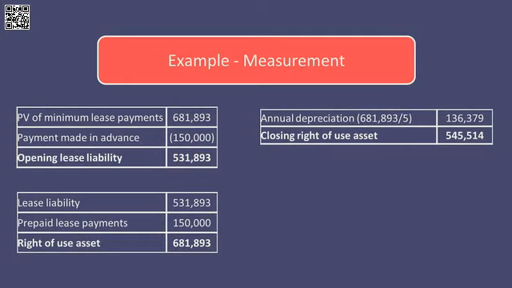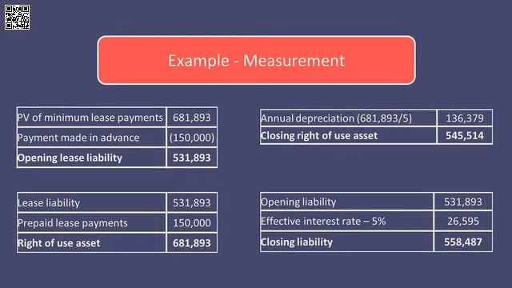545,514. On the liability side of things, we take our opening liability of 531,893 and we apply the technique of amortized cost. So, applying 5% to the opening liability gives us an interest charge of 26,595. That interest charge would of course go through the income statement, and a closing liability, therefore, of 558,487. So we now have our year-end position on both the asset and the liability.